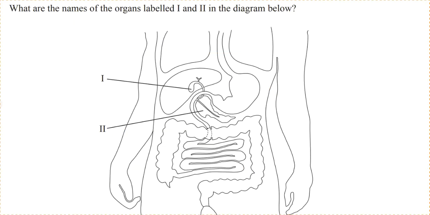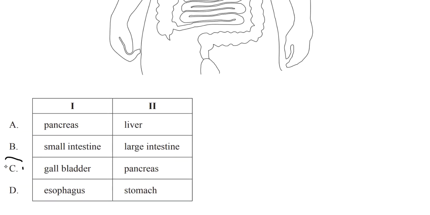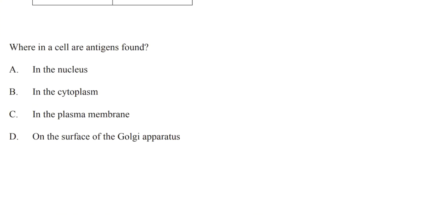What are the names of the organs labeled 1 and 2 in the diagram below? One is definitely a tiny piece from the liver, so this should be the gallbladder, right? And this big thing is the pancreas. So 1 and 2 are the gallbladder and the pancreas. So C seems to be the correct one. Where in the cell are antigens found? Antigens are found on the plasma membrane.